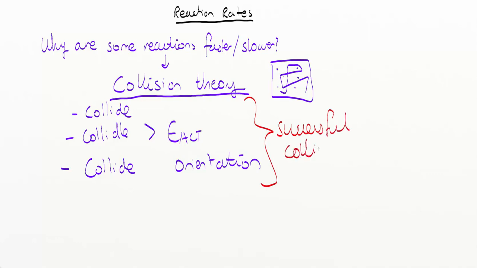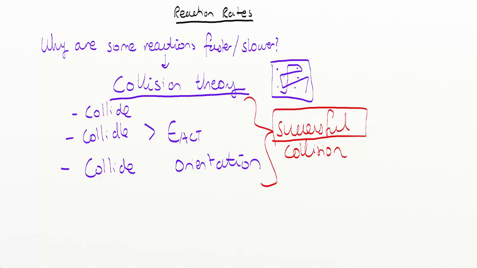Sometimes you'll see in the literature these being called other things, such as fruitful collisions, energetic collisions, and so on. But for our purposes, we'll use successful, and I think this is the most common one you'll see in your textbooks. A successful collision meets all three criteria: it collides with enough energy to break the bonds, meaning energy greater than activation energy, and collides in the correct orientation. When this happens, a reaction occurs.